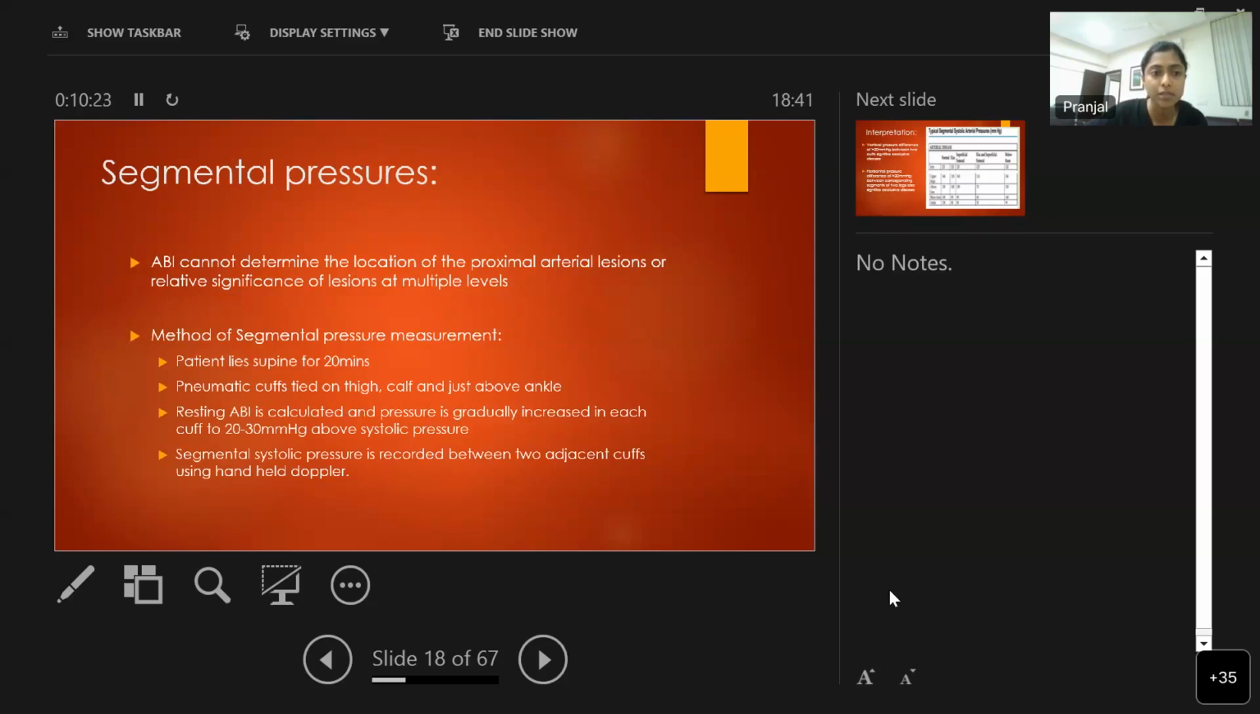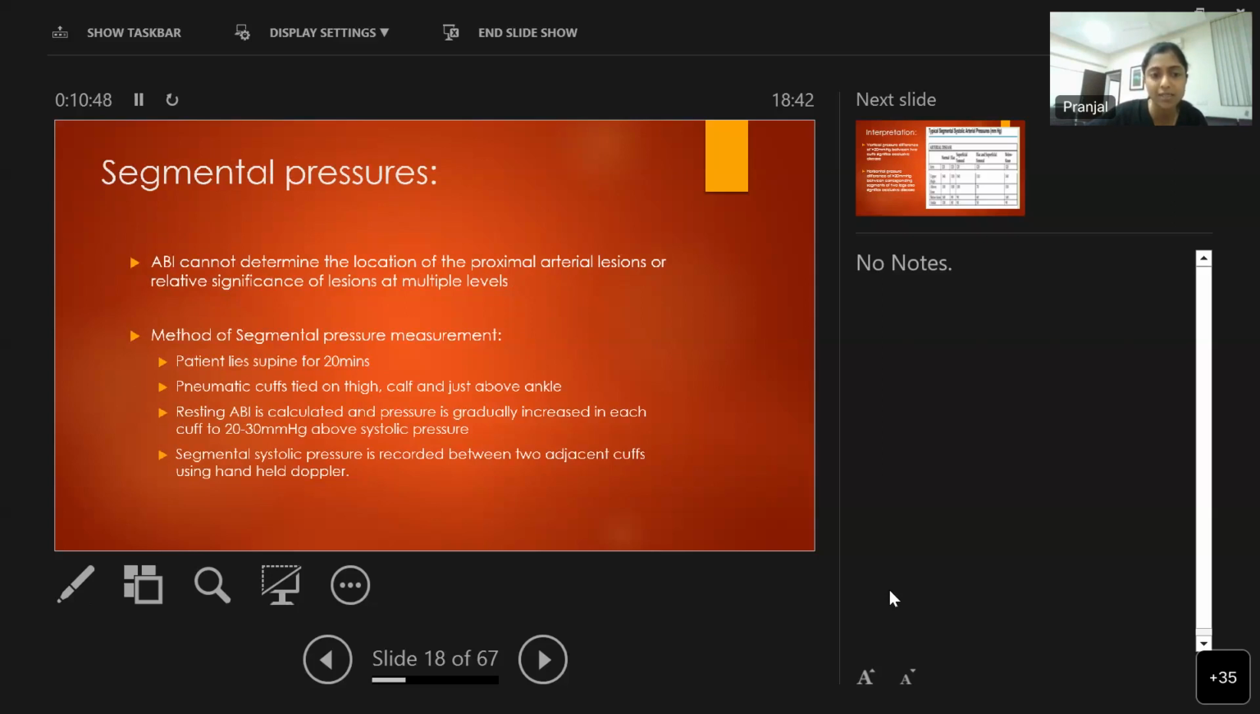Coming to segmental pressures. An ABI can be a good screening test for arterial disease, but it cannot assess the level of the arterial stenosis or lesion, which can be done with segmental pressures. The method for segmental pressure measurement is you make the patient lie down supine for about 20 minutes. Then pneumatic cuffs are tied at thigh, calf, and above ankle level.